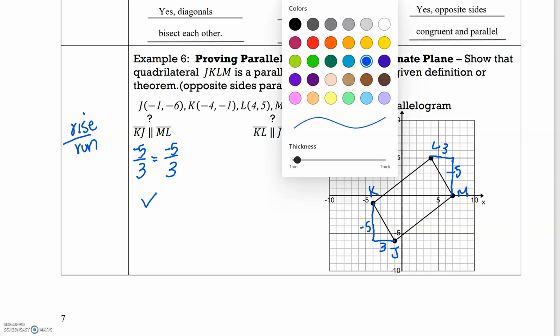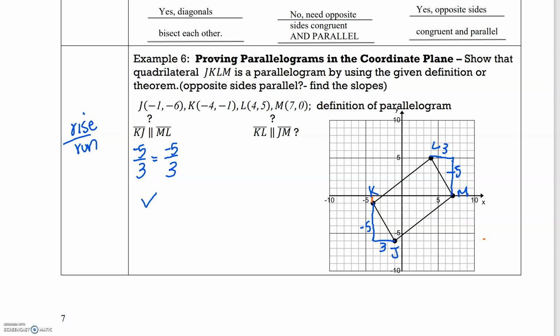Now I'm going to check the other direction here, and I'm going to go up 1, 2, 3, 4, 5, 6 over 1, 2, 3, 4, 5, 6, 7, 8. And yes, we can reduce 6 over 8 and make it 3 over 4. And then same thing here, rise over run. 1, 2, 3, 4, 5, 6 for that rise, and run 1, 2, 3, 4, 5, 6, 7, 8. So 6 over 8 again, which is 3 over 4, they're equal. So we do have a parallelogram because both pairs of opposite sides are parallel.